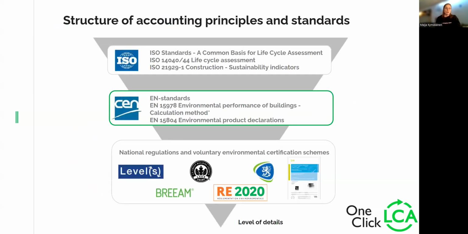So all these rating systems and methods that we see here, they are either EN or ISO based or both. So they are all based on these cornerstone standards, and then they have their own different ones. So for example, we have the European Level(s) framework or RE 2020 or the Finnish low carbon assessment. They are all based on EN 15978, which makes comparing the results at least partly okay in the context of Europe.